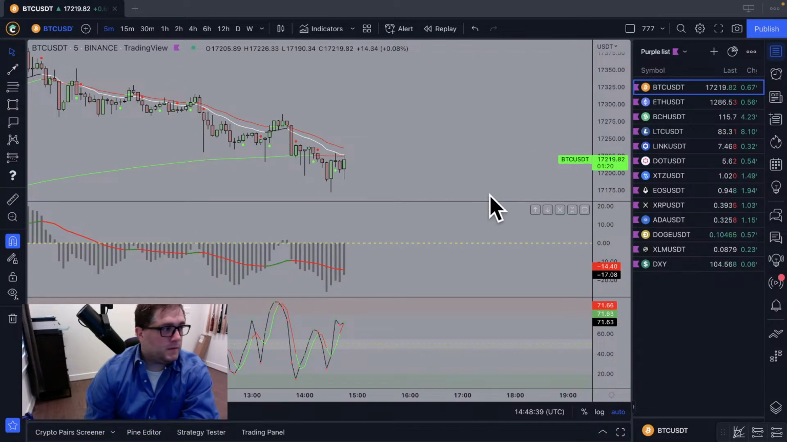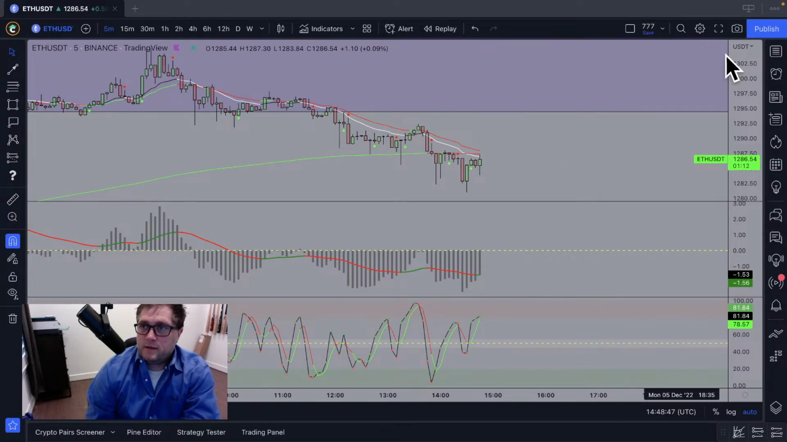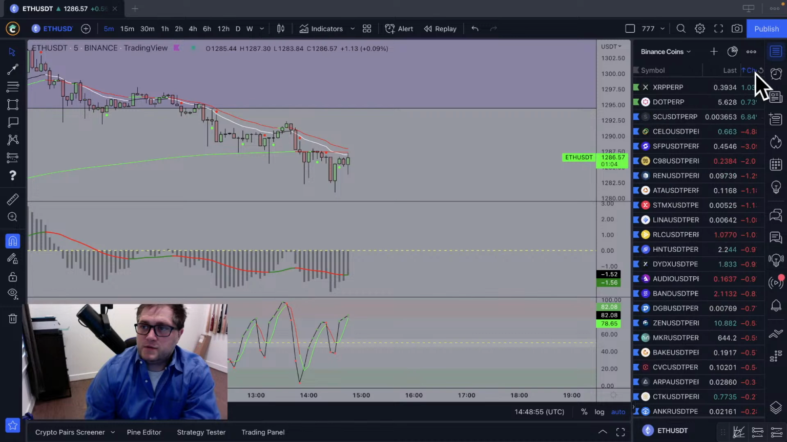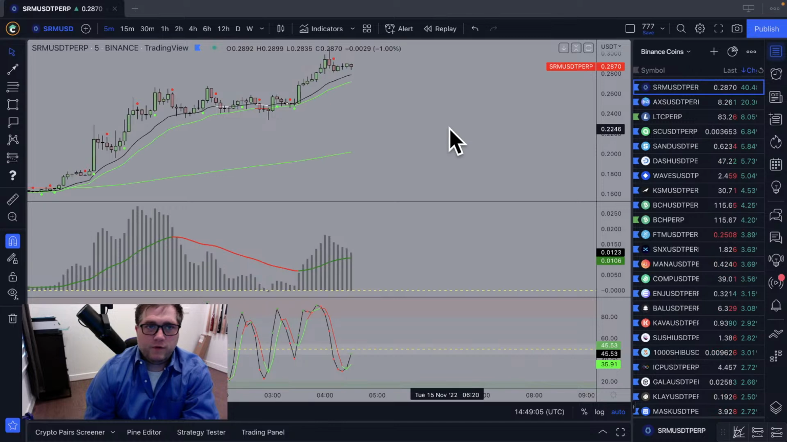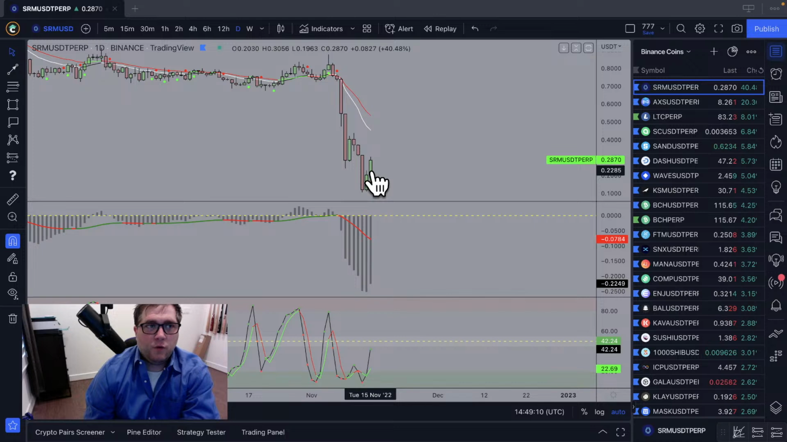Let's see. All right, so let's go look at some altcoins. Change this to another. I have this set up with the Binance coins. What I like to do is go and see which coins are up. Look at this. This coin is up 40% in 24 hours. 44% in 24 hours. This is why you love cryptocurrency.